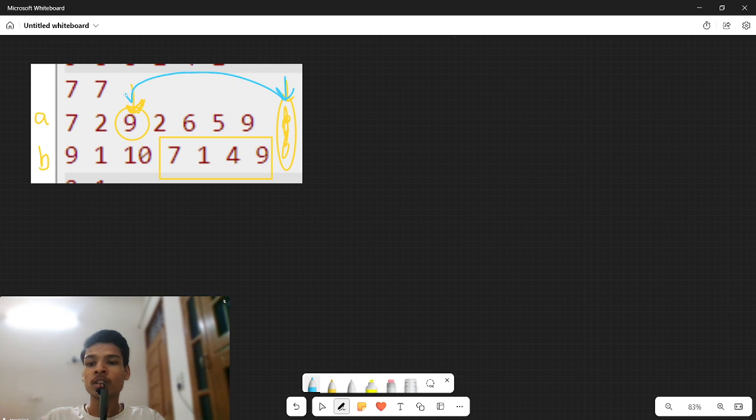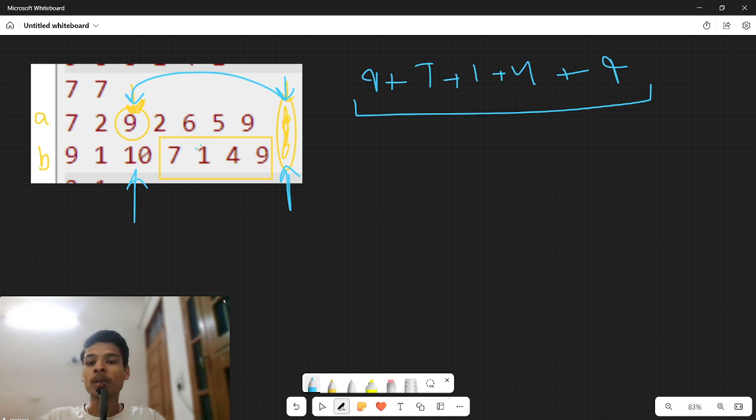Then the cost required to come to this position is simply 9 plus the B values between his current position and the position he wants to be at. For example, the cost will be 9 plus 7 plus 1 plus 4 plus 9. So this is the cost required to come to this position for my current person.